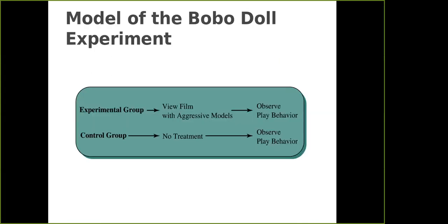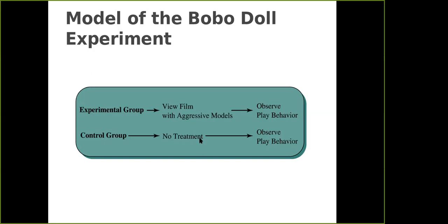The control group, they didn't. They just saw a movie about some kids playing. They didn't have that aggressive model. They saw a movie, but they didn't see that aggressive model's movie. This is the independent variable, whether they saw the aggressive model or not. For the dependent variable, their behavior was observed as they themselves entered a room that had a Bobo doll in it. And sure enough, the children who were in the experimental group who saw the aggressive model were more likely to be aggressive with the Bobo doll in real life.